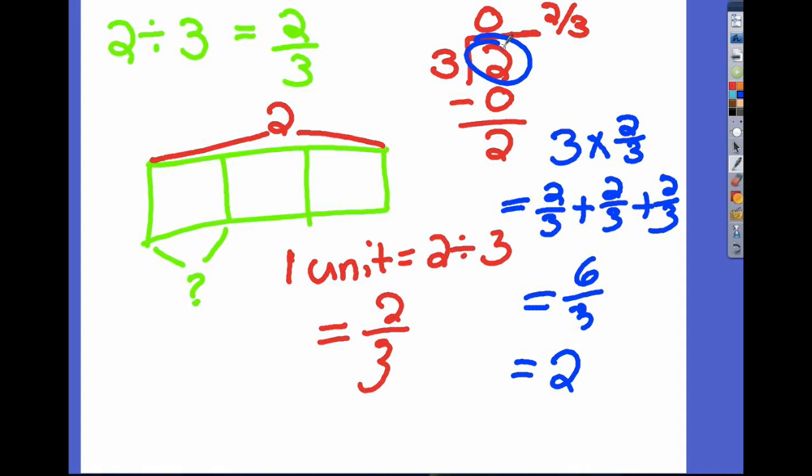Okay, I'll go through another one with you, and then I'm going to have you do the last one with a partner, your neighbor. We have on C, 7 divided by 5.